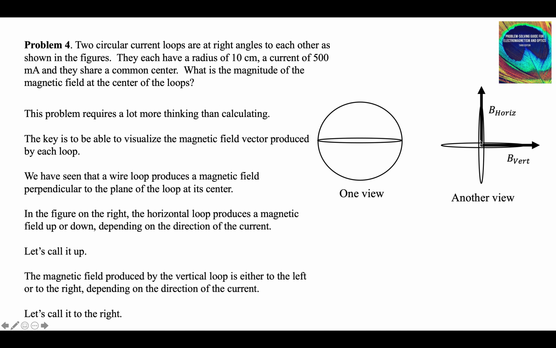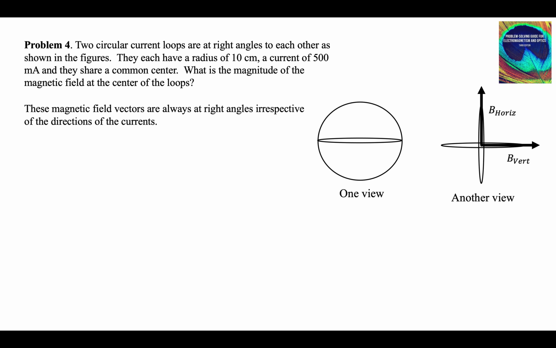This is B from the vertical circle, at its center, perpendicular to the plane of the loop. The magnitudes of these two vectors are equal because they have the same diameter and the same current. These two magnetic fields are always at right angles, irrespective of the direction of the currents.